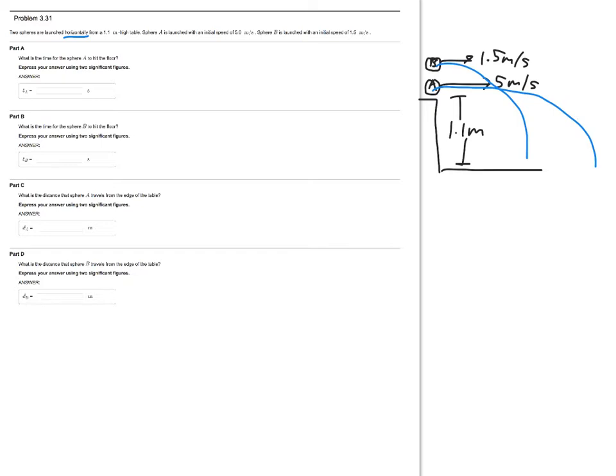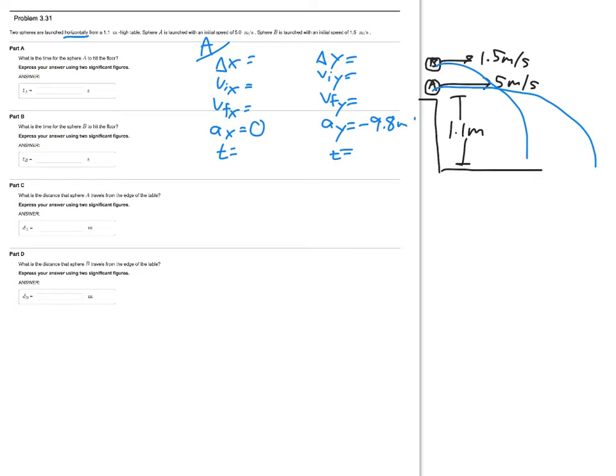So I'm going to go ahead and set up my chart in both the x and y direction for sphere A. So things I know here for sphere A, I know my acceleration in the x is 0 and negative 9.8 meters per second squared in the y. I know that it's launched with an initial speed of 5 meters per second, and that's also going to be the final because it's not accelerating in the x direction. And I know it's launched from a height of 1.1, so my change in y position is going to be negative 1.1 because I'm losing 1.1 meters of height. And I know that vi in the y direction is going to be 0 because it's launched horizontally.